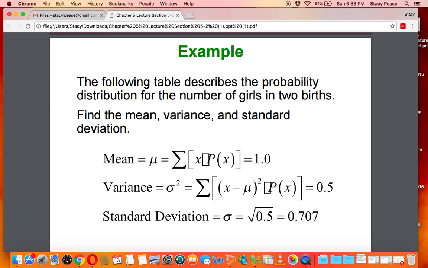Okay, so again, now if we were to do these not in the table but actually do them out, here's your mean that we were able to find at 1, our variance at 0.5, and then our standard deviation is simply the square root of the variance, which is 0.707.